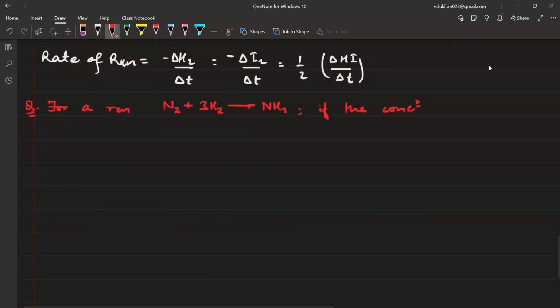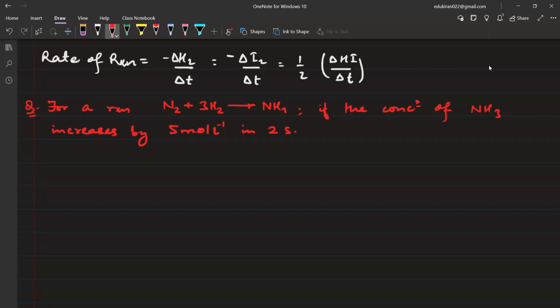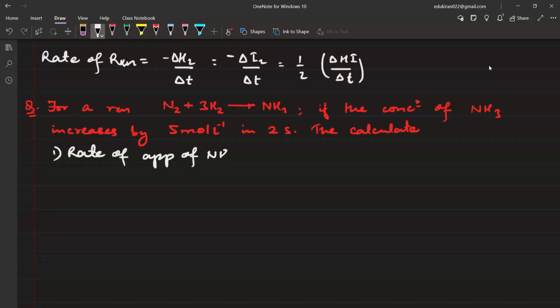If the concentration of NH3 increases by 5 moles per liter in 2 seconds, then calculate: number 1, rate of appearance of NH3; number 2, rate of reaction; number 3, rate of disappearance of N2 and H2.